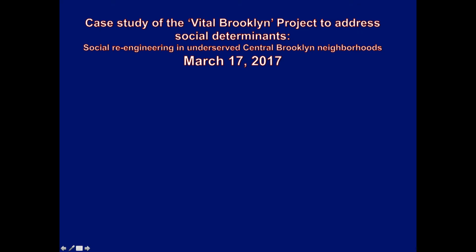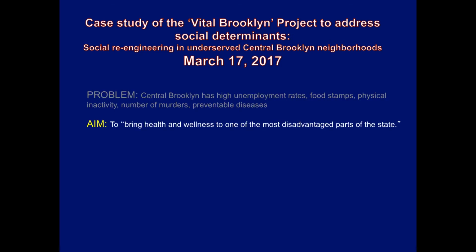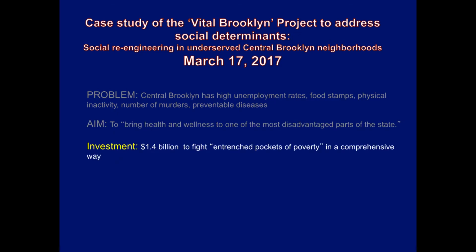So this Vital Brooklyn project was announced in March of 2017. It was meant to socially engineer underserved communities in black neighborhoods in Brooklyn. That is central Brooklyn, basically. So what was the problem? They said, in this neighborhood the unemployment rate is unacceptable, food stamps, physical inactivity, number of murders is just too high, the preventable disease is just too high, and we have to do something about it. So you see, we have social determinants, and we have to do something about it. So let's bring about everything that we can do to solve this problem.